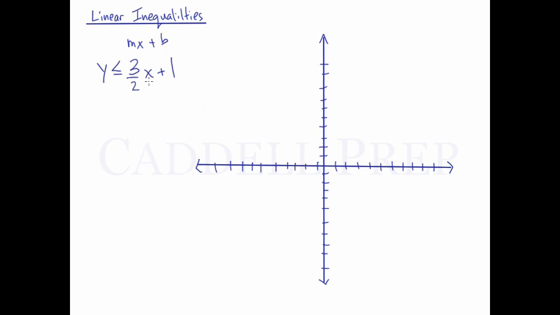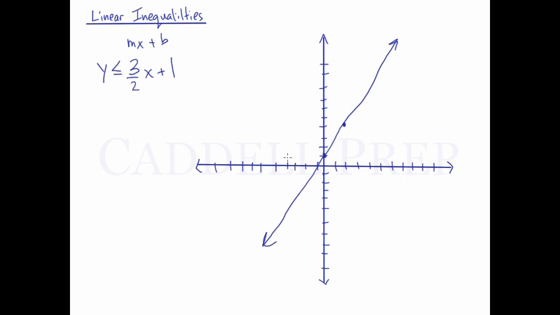So let's graph it as if this were a line. We have a y-intercept of 1 and a slope of 3 halves. So it's going to pass through this point 0, 1. It's going to go up 3 and over 2. Something like this. So this is just a sketch. Say it looks something like that.